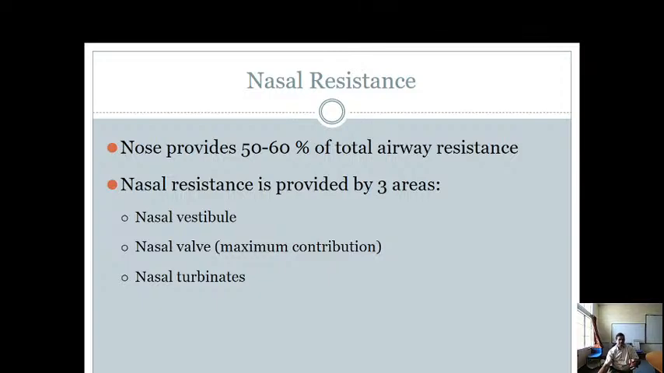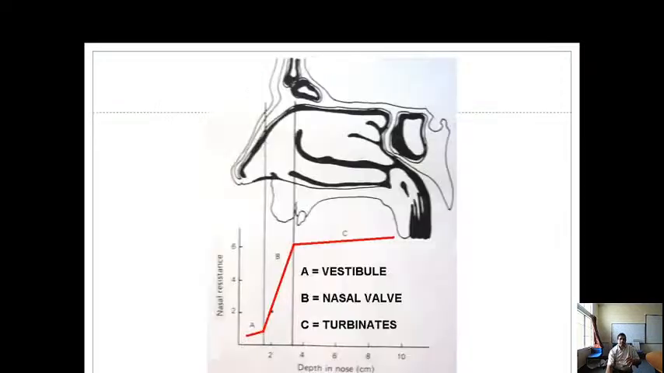And this nasal resistance is usually partly by the nasal vestibule, but the nasal valve is the major contribution, as I told you. And the nasal turbinates are the ones which do not allow the air to just pass out like that. So they are the ones which offer resistance. So these are the three areas, but the major part is the nasal valve, which prevents the air from totally coming out and collapsing the alveoli.